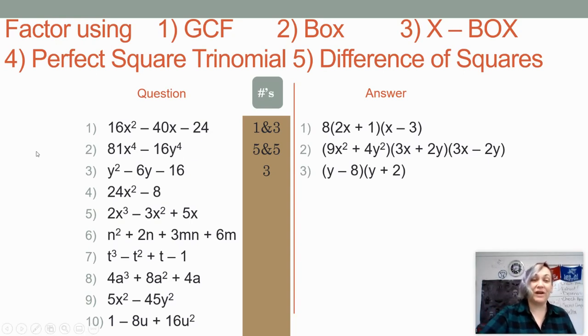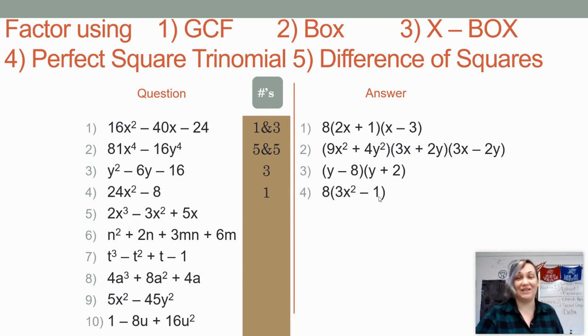All right, number 4 has a GCF. 24 and 8 are both divisible by 8. And then it might be a difference of squares, and it might not. So let's check. Nope, just a GCF. So after I took out my GCF, I got 3x squared minus 1. That is not a difference of squares because I do not know the square root of 3. So just the GCF. Now again, that doesn't mean it's prime. I did do some factoring. I factored out a GCF.